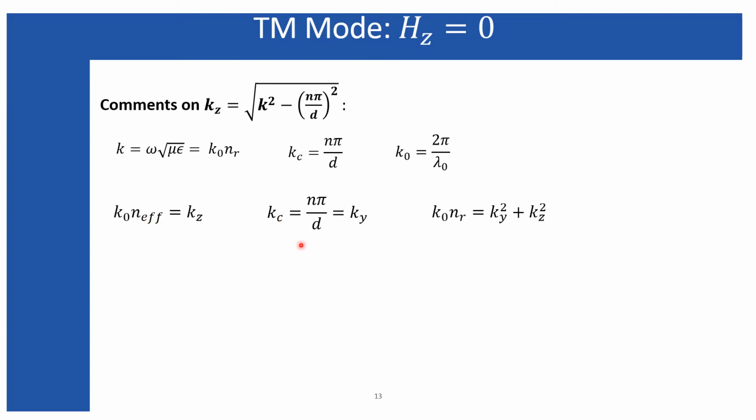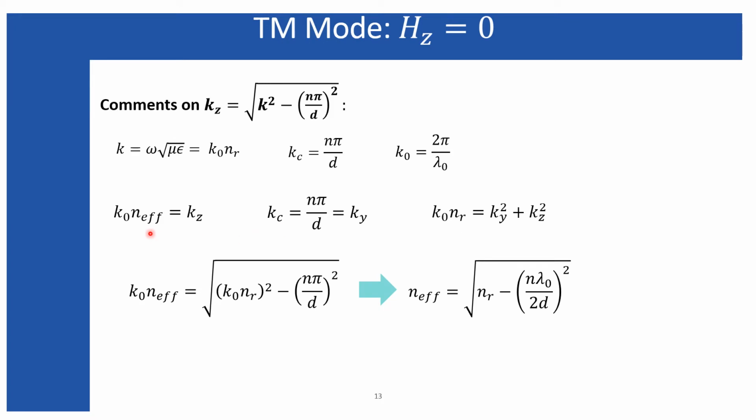In the second case, kc I have obtained from the y derivative. Therefore, kc, which is the cutoff wave number I have defined, is nothing but the wave number along the y direction. So kz is the wave number along the z direction, and ky is the wave number along the y direction, and right now it has the expression n pi divided by d. And these two, kz and ky, define the total wave number of the medium, or of the material filling the medium between two parallel plates.